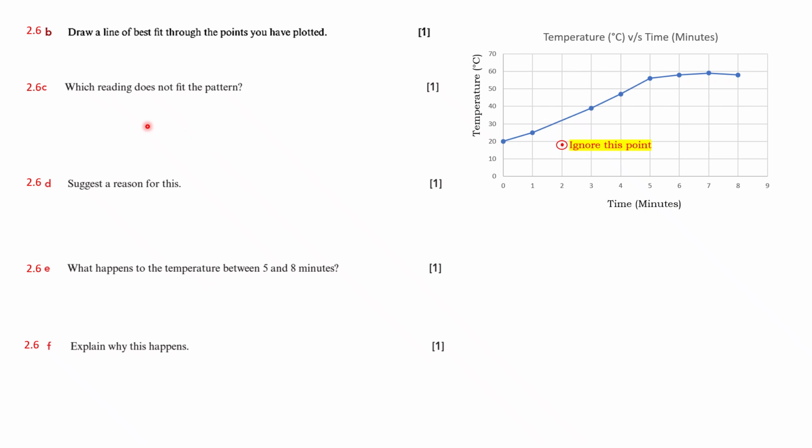Now, how are you going to answer this question? You will write the exact value at which it is not fitting into this pattern. So you will write the answer like this: the reading of 19 degrees Celsius, if you extrapolate it on the y-axis, you will see that it coincides at the point of 19 degrees. So you can see that 19 degrees at 2 minutes is the value which is not fitting the pattern.